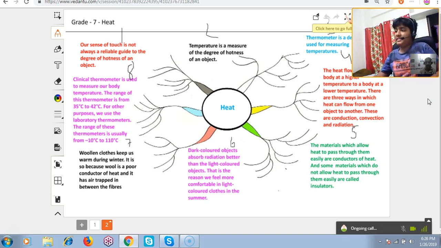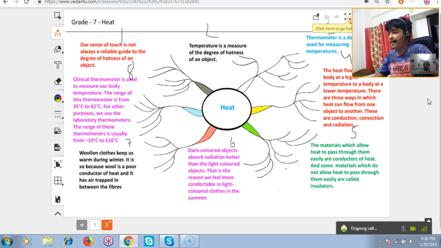The second point is that temperature is a measure of the degree of hotness of an object. So they're giving the definition of temperature. Temperature is a scale of degree of hotness of a particular object. Now the third point is that a thermometer is a device used for measuring temperatures.